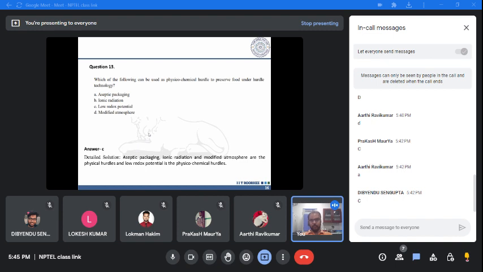Aseptic packaging is also packaging. Ionic radiation, that is where we provide some ionization. But redox potential is present in your product itself, and you can regulate or control the redox potential of your product. So it will be a physicochemical hurdle technology to preserve your food product under hurdle technology. Okay.